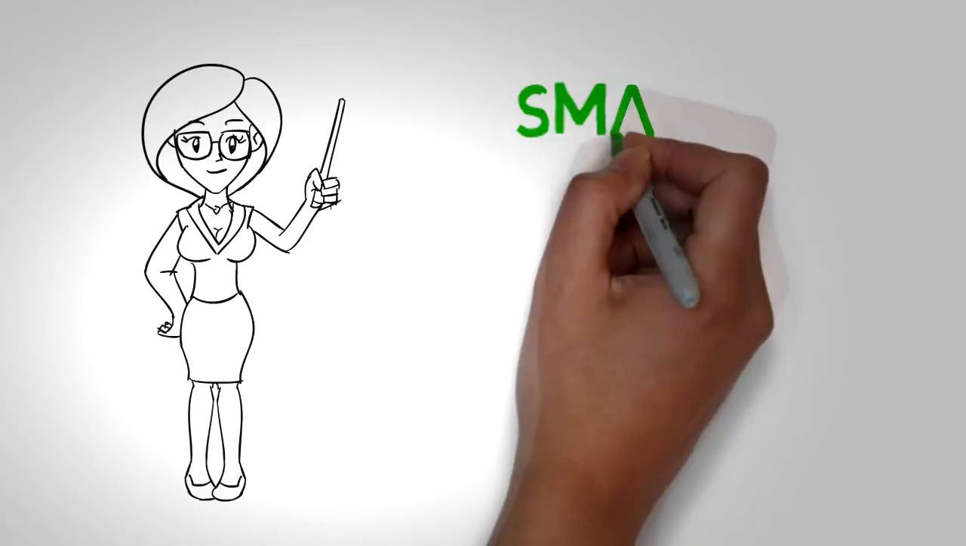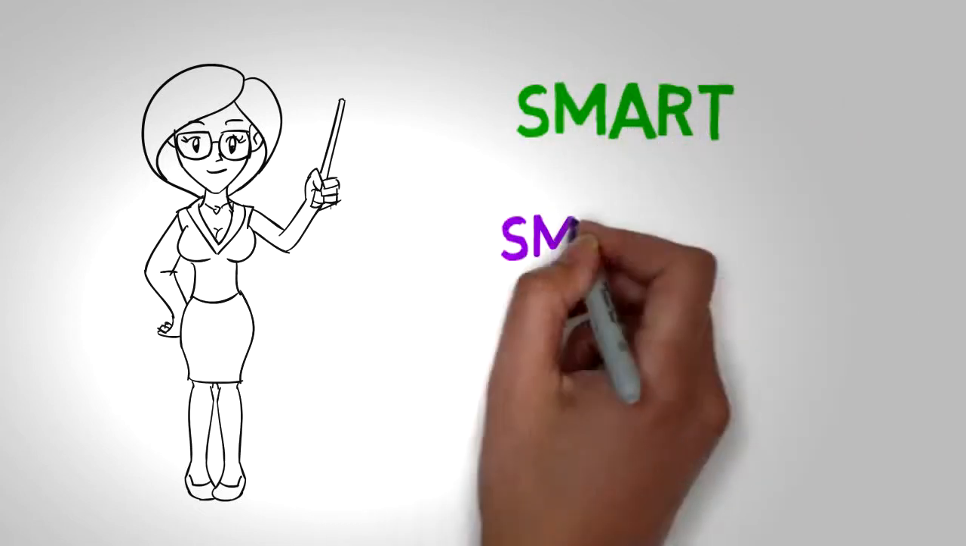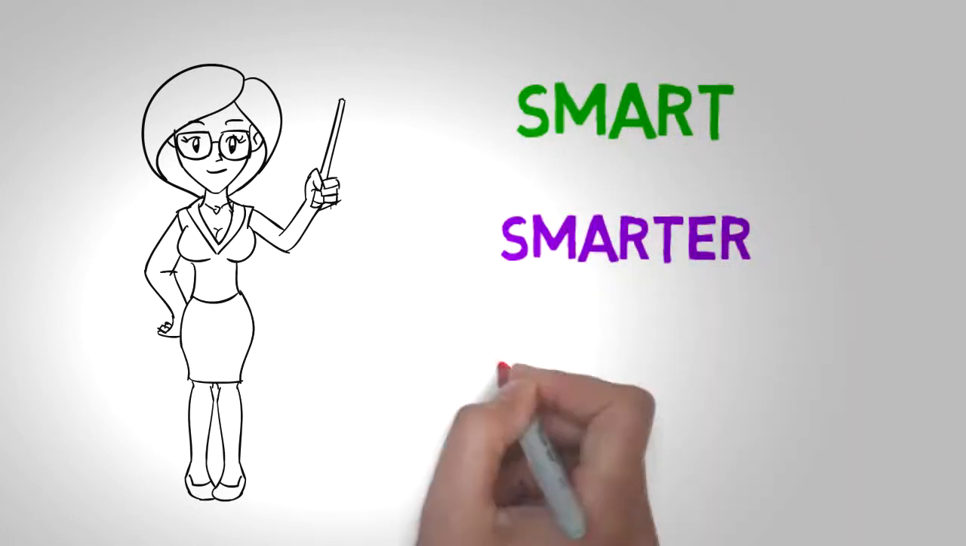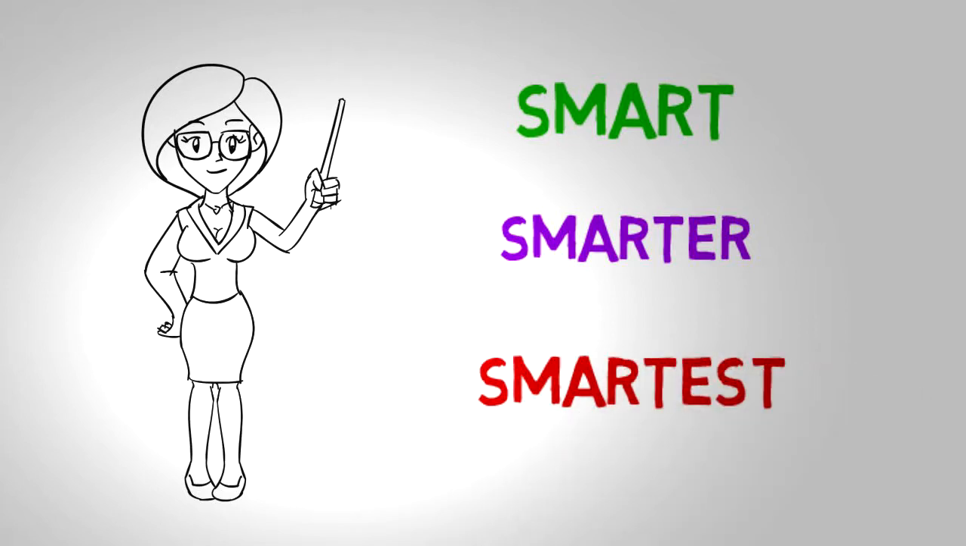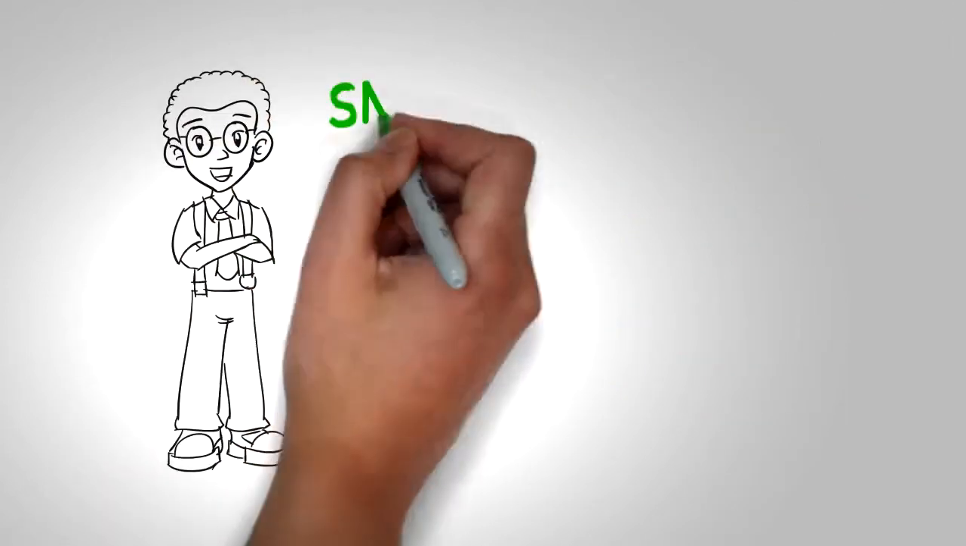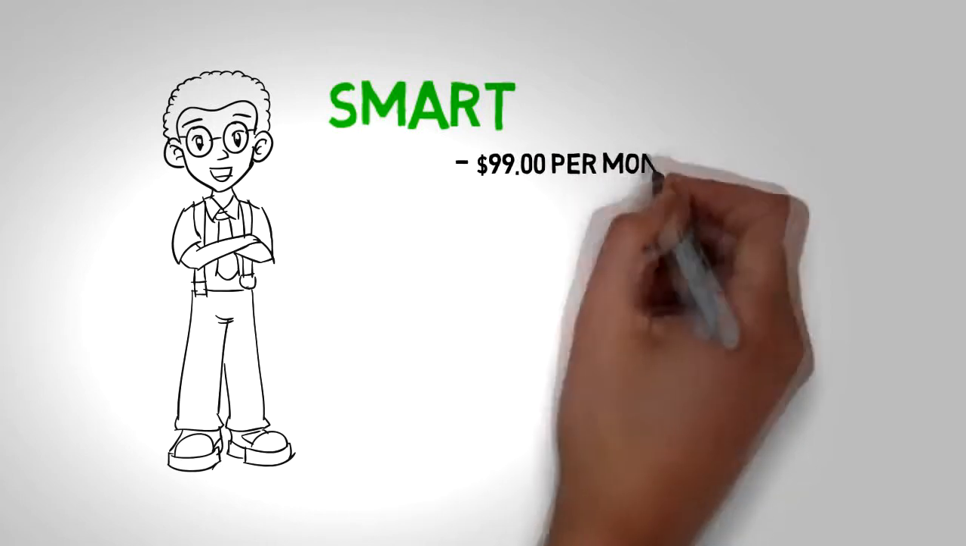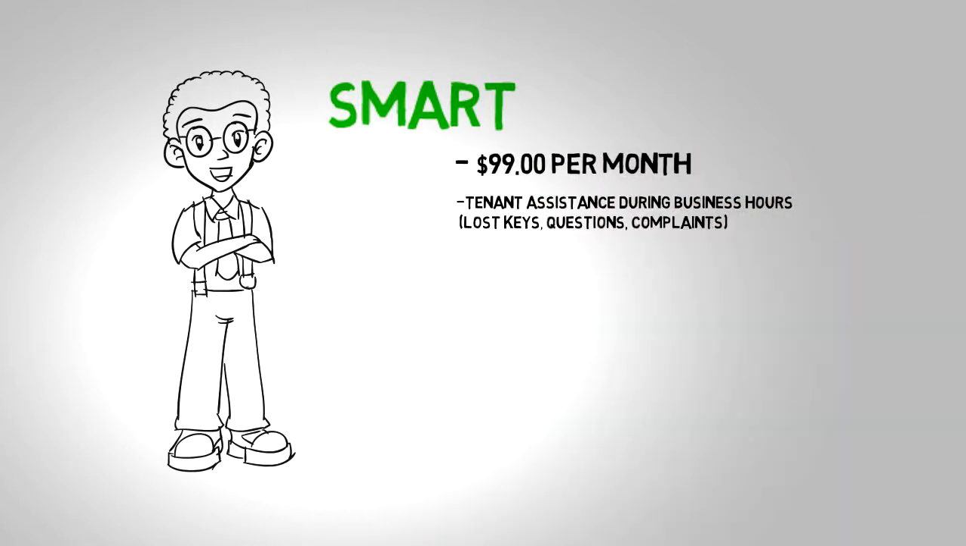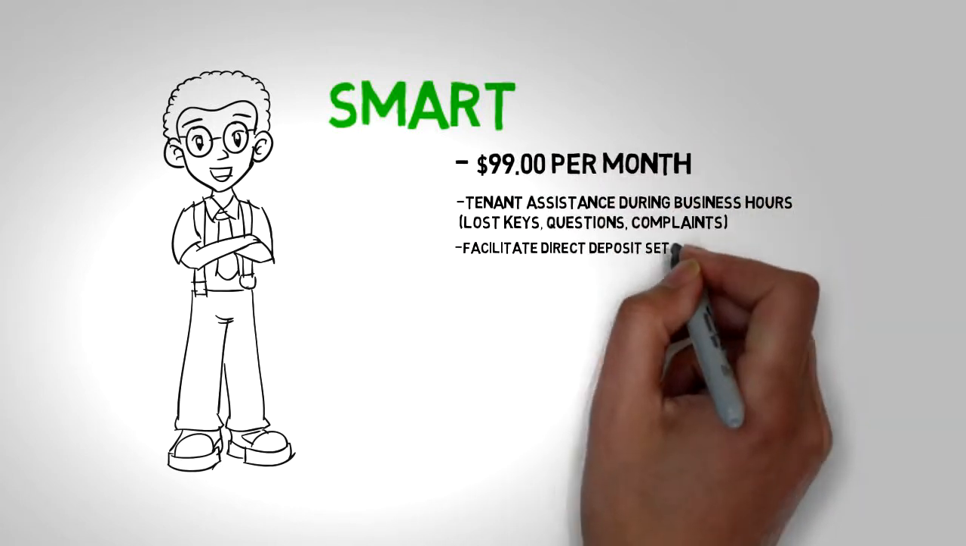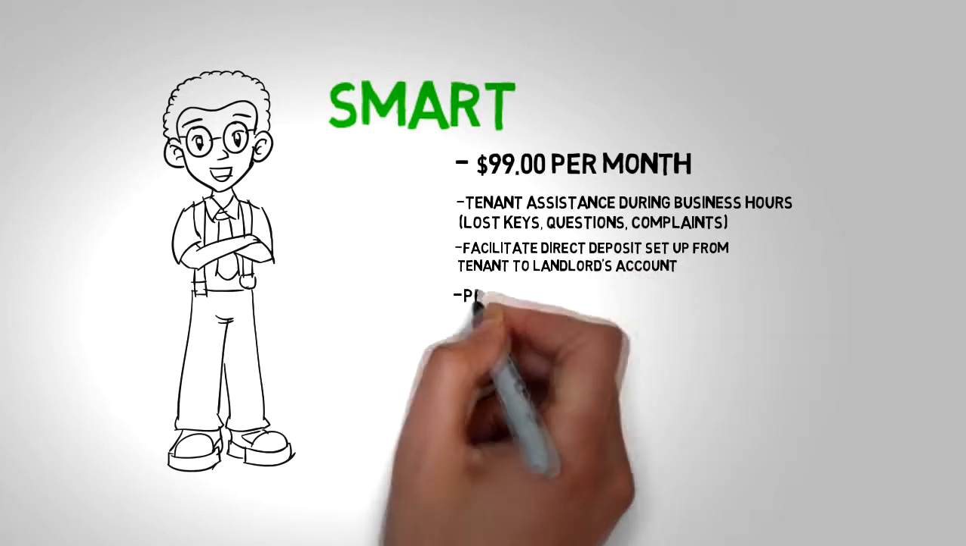Choose from one of the three plans: Smart, Smarter, and Smartest. So what do you get on the Smart plan for $99 a month? Well, you get tenant assistance during business hours. We facilitate direct deposit setup from tenant to landlord's account.